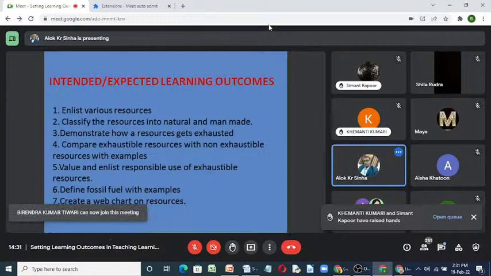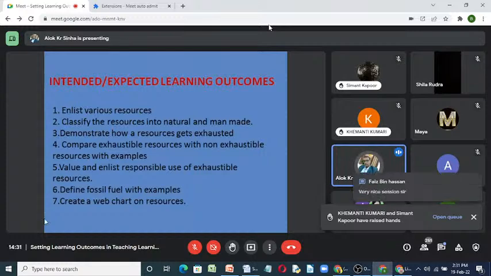So when we want to achieve learning outcomes, we must prepare a questionnaire for those lessons so that learning outcomes can be achieved.